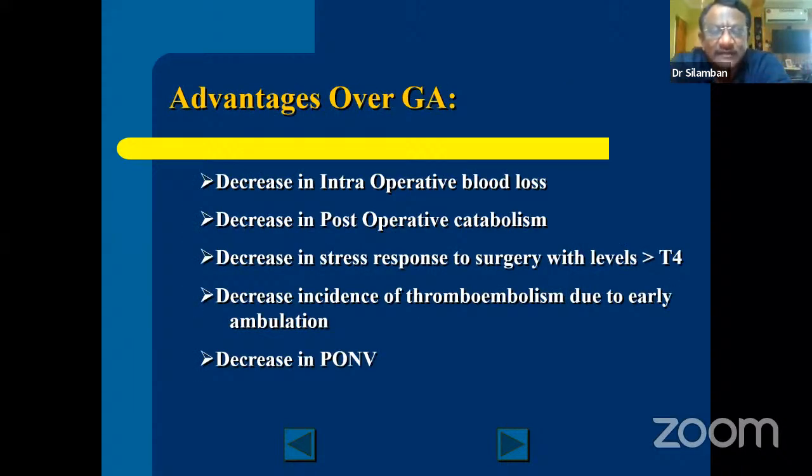See, what are the advantages a segmental epidural has over GA? There's a decrease in blood loss. Because we give good postoperative pain relief, there's a decrease in postoperative catabolism in the patient. And when you have levels up to T4, the stress response to surgery is reduced. Because early ambulation is possible, and because of the postoperative pain relief we give through the epidural, there's a decrease in the incidence of thromboembolism. There's no polypharmacy, so there's a decrease in PONV.